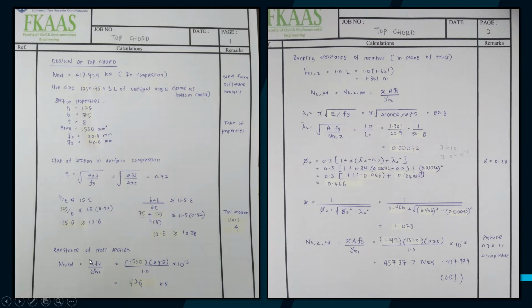For the resistance of cross section, NCRD is A Fy over gamma M0, equal to 1550 times 275 over 1.0 times 10 to the power of negative 3. We get 426 kilonewton. For the buckling resistance of member in plane of thrust, LCR, we get 1. L we get from the STAAD Pro data when we calculate, and then we get 1.301 meter. So this is the formula of MBZRD.